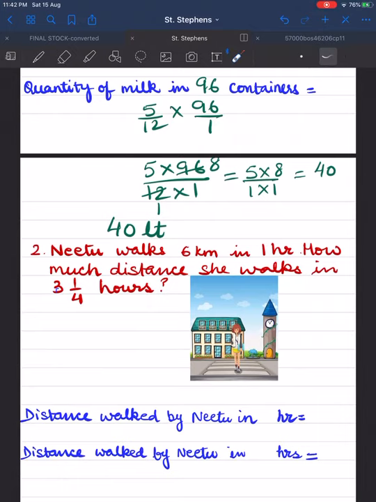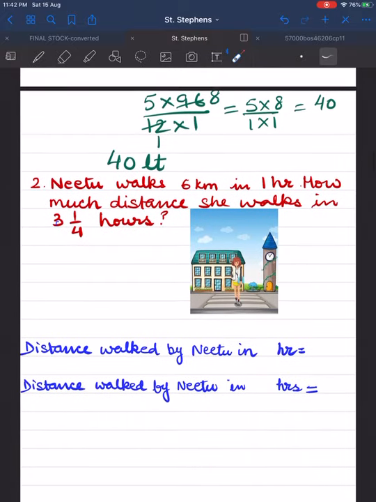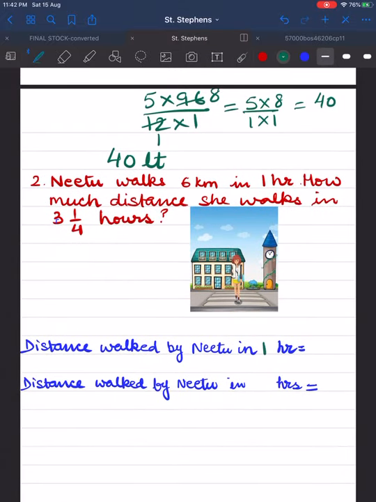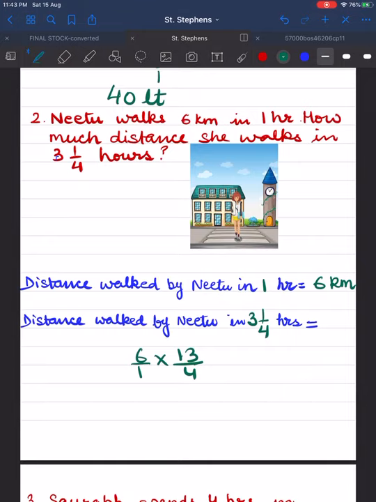Second, Neetu walks 6 kilometers in 1 hour. How much distance does she walk in 3 on 4 hours? So here distance walked by Neetu in 1 hour is equal to 6 kilometers. So distance walked by Neetu in 3 on 4 hours is equal to 6 into, let's convert 3 by 4 into improper fraction, we get 13 upon 4. Now rewrite. So we get here 6 into 13 upon 1 into 4.